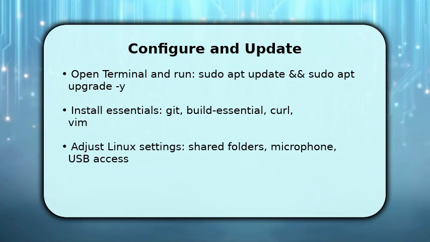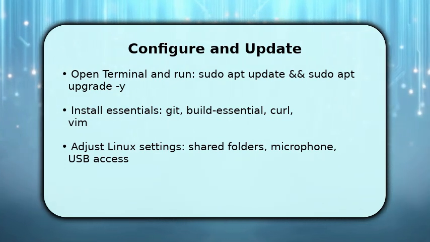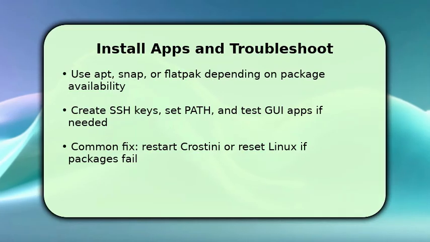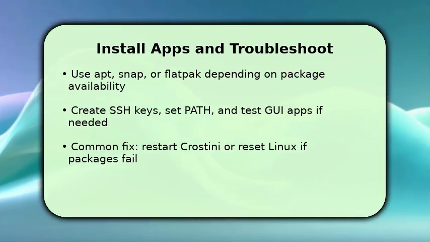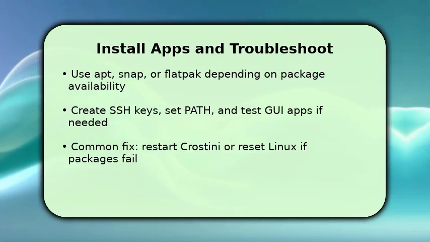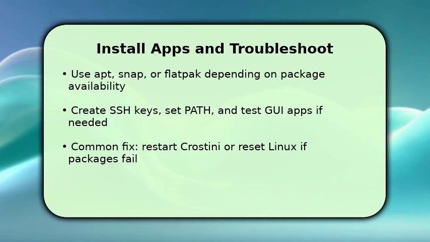Now install the apps you need. Use apt for Debian packages, snap if available, or set up Flatpak for extra options. Create SSH keys for remote access with ssh-keygen and export path edits to ~/.profile so commands persist. If you require GUI apps, enable them and test.